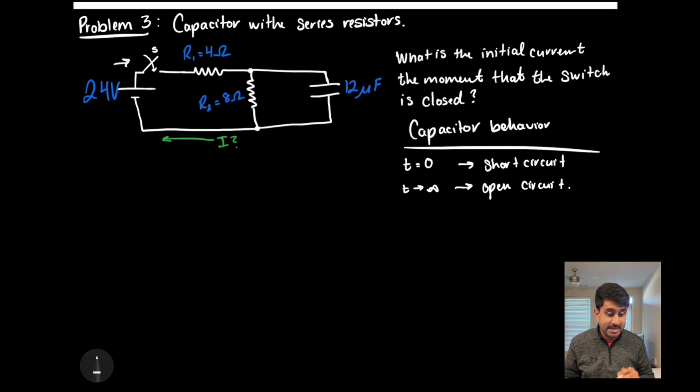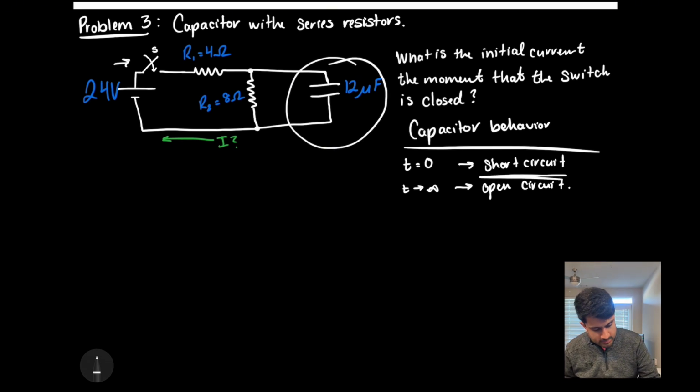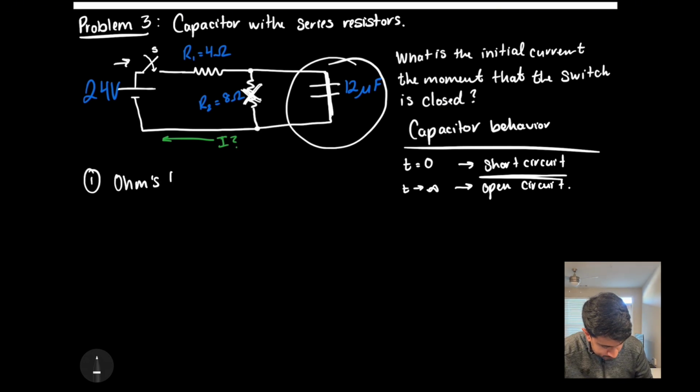In this case, we know the instant that switch is closed, this capacitor right here is going to act as a short circuit, meaning that we can pretty much replace that with a wire. Therefore, since all current takes the path of least resistance, this 8 ohm resistor is essentially gone. So again, this turns into a quick one-step problem. Step number 1, we can easily use Ohm's law to solve this question. Ohm's law, we need to calculate the current, so I equals V over R.